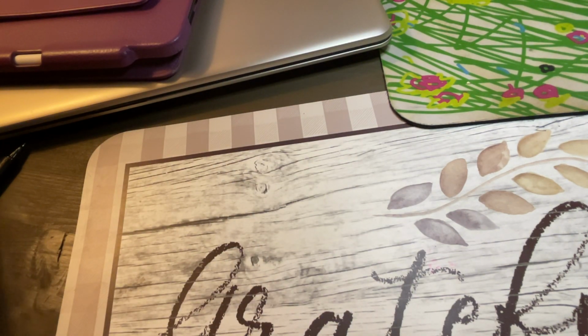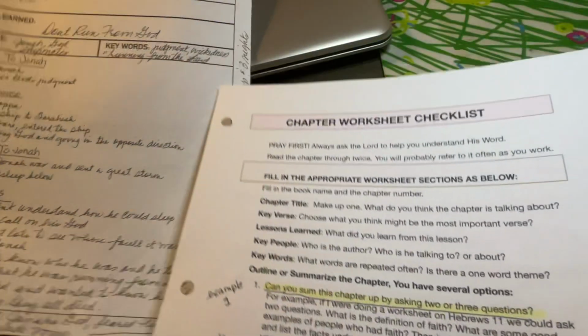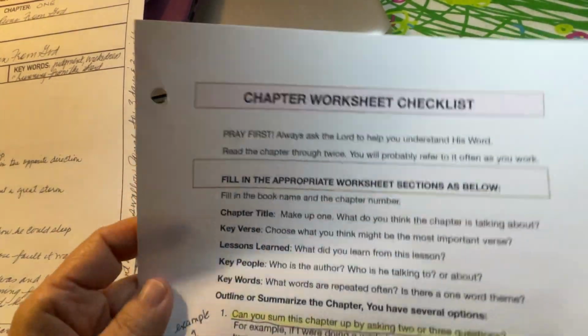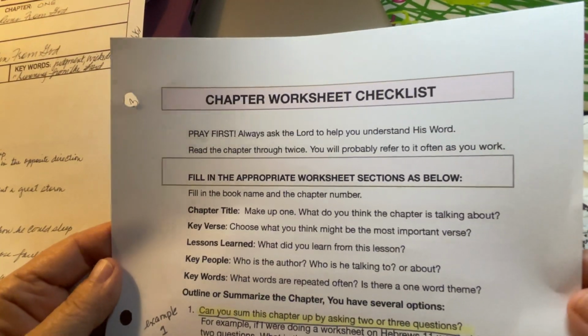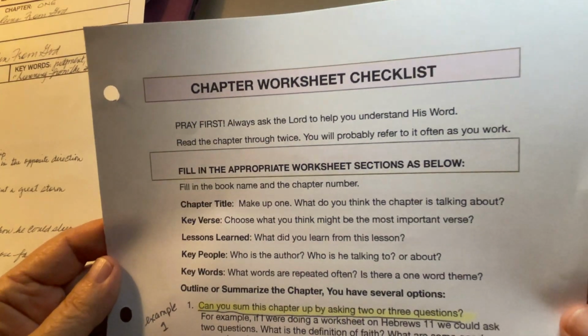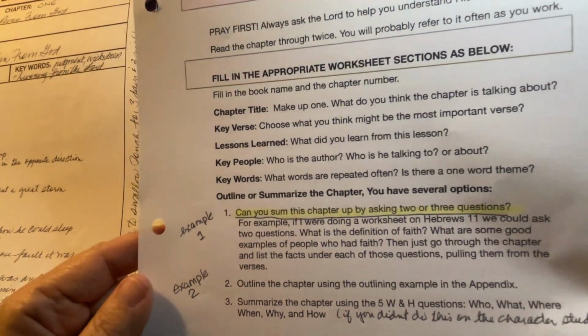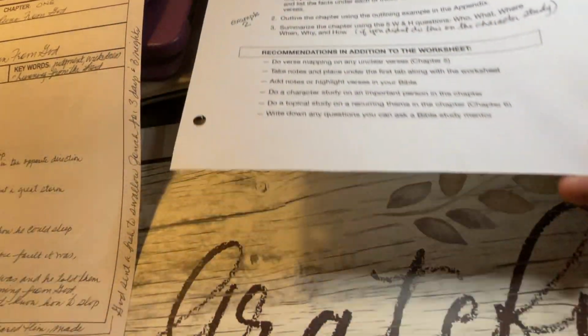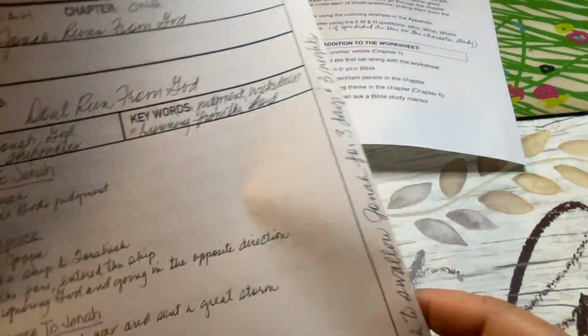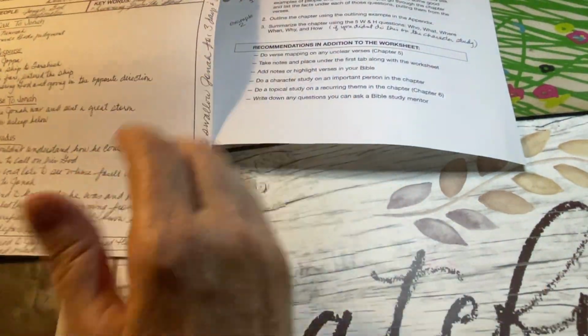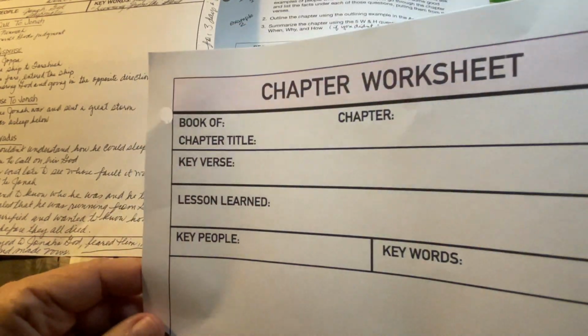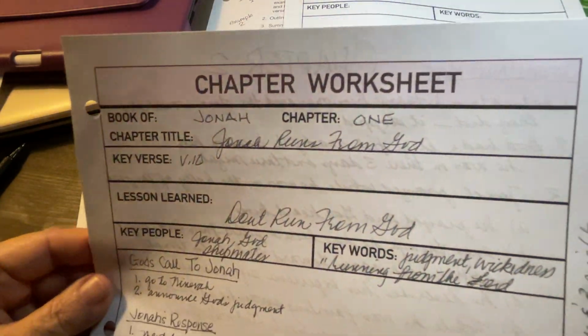So basically, that's it. There's a list of instructions if you need it later. When you're doing a chapter summary, you can use the chapter worksheet checklist. It's on my website. It's in the book, and the book is available for free as a download. Then there are the chapter worksheet forms. You can use those or just a plain piece of paper. But those are some basic instructions on how to do a summary of a chapter.